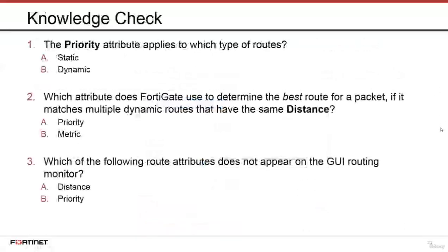The priority attribute applies to which type of routes? Static. Which attribute does FortiGate use to determine the best route for a packet if it matches multiple dynamic routes that have the same distance? Metric. Which of the following route attributes does not appear on the GUI routing monitor? Priority.